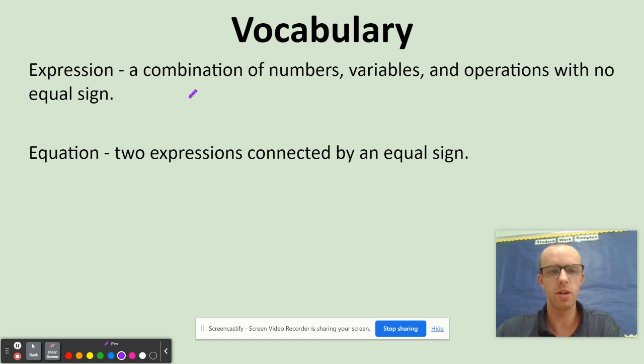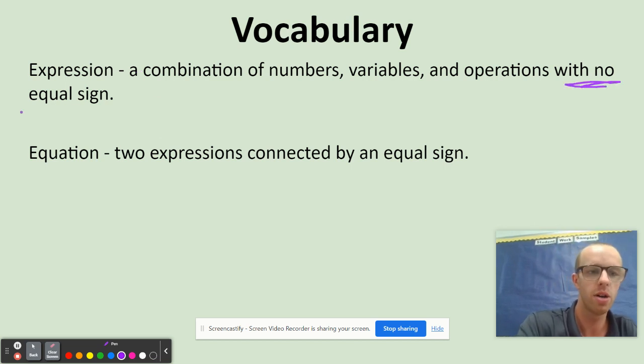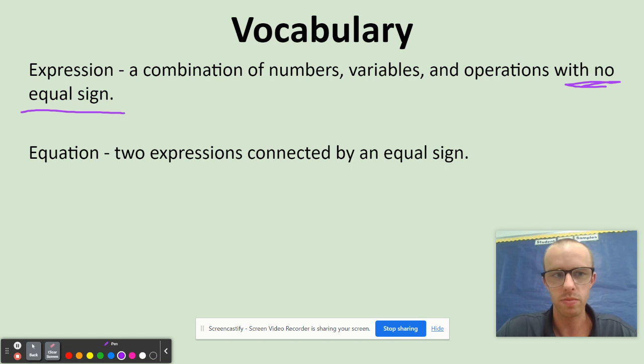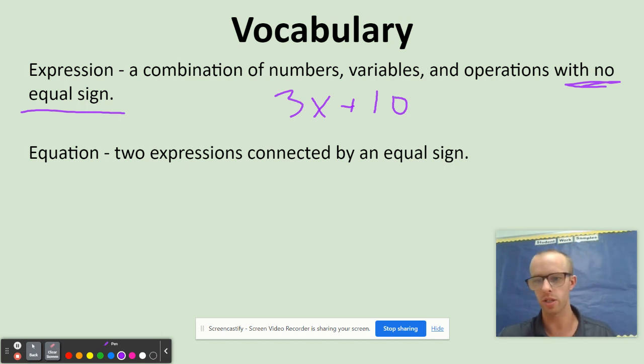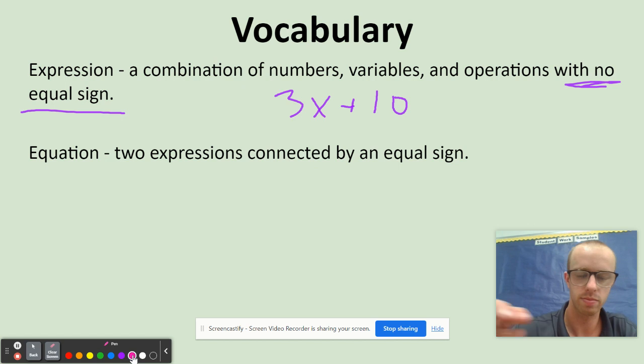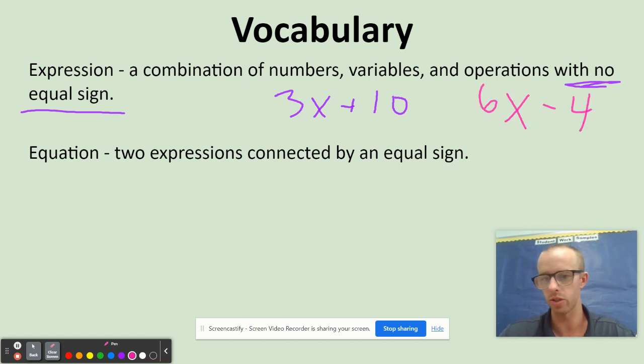Okay, so I'm going to start with expression. An expression is a combination of numbers, variables, and operations with no equal sign. Emphasis on this part, no equal sign. So you might see something like 3x plus 10. That's an expression. There is no equal sign, okay? You might see something like 6x minus 4. That's also an expression. There is no equal sign.